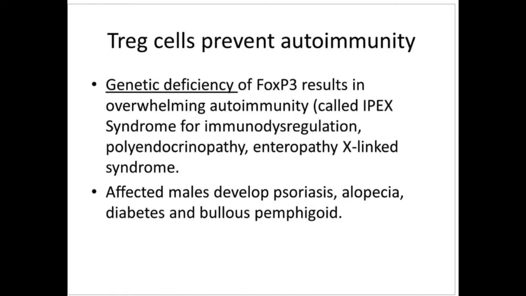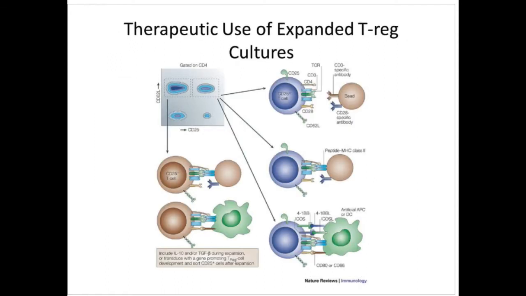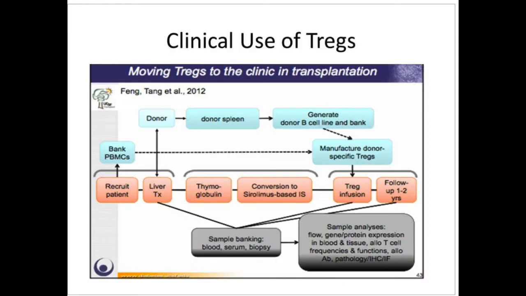Now, there are therapeutic uses for expanded T regulatory cells. Again, here we're back to this gate, and what you do is you can gate out the CD25 cells, and you interact them with MHC class II peptide T cell receptors, and sometimes you can actually get antigen-specific suppression through the T regulatory mechanism. So there's an increasing trend towards clinical use of T regulatory cells.